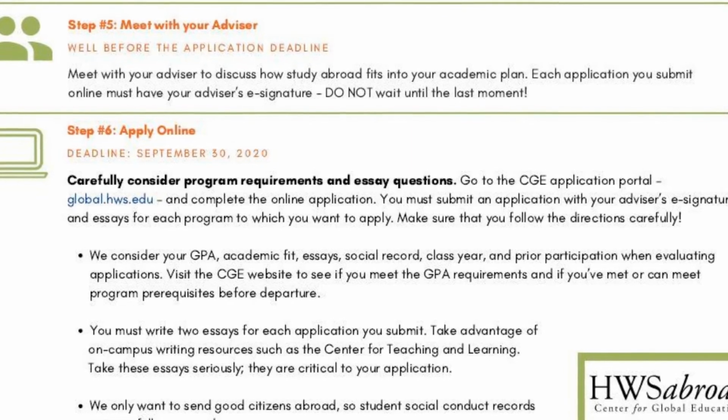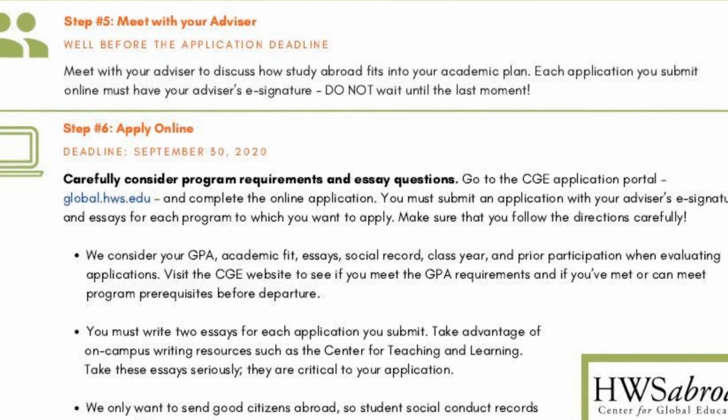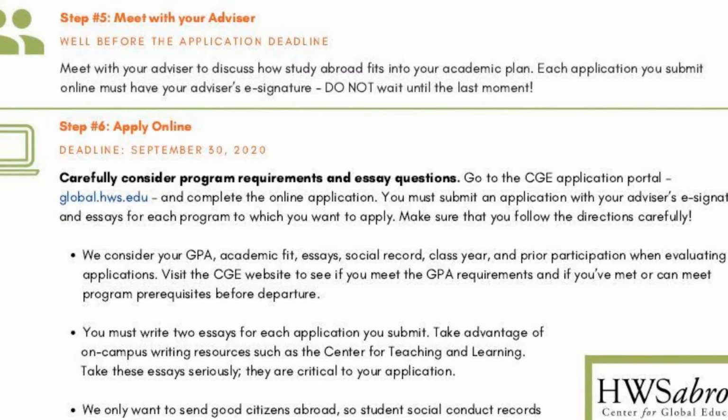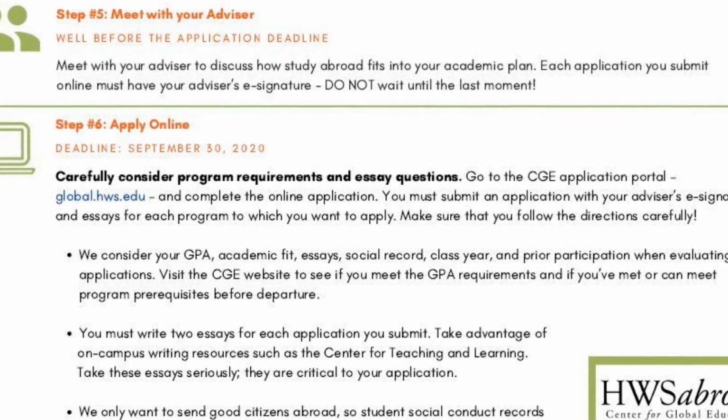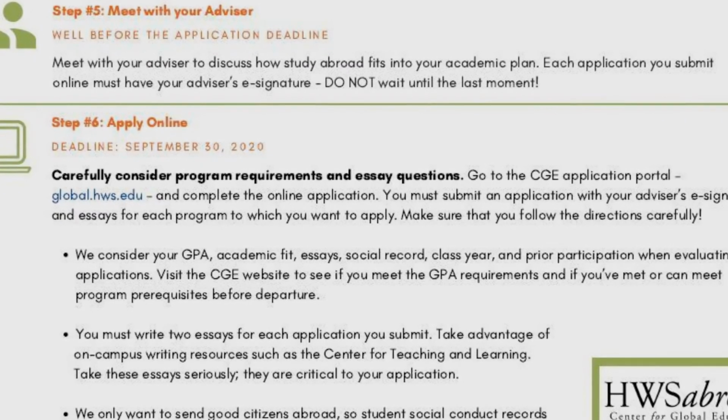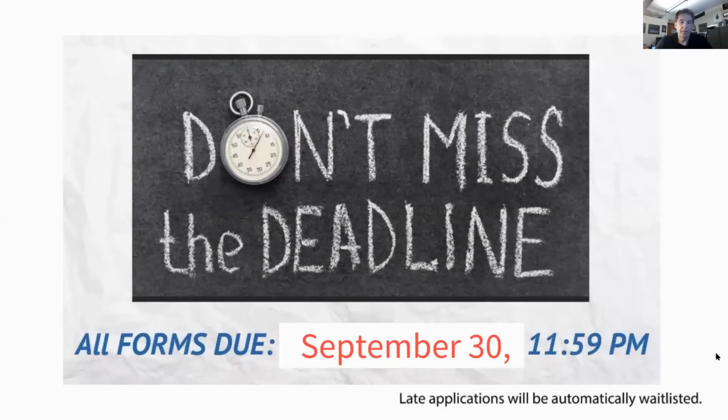All of our applications are online. You're going to submit them online, and very important, get them in before the application deadline. Our application deadline is Wednesday, September 30th at 11:59 p.m. Our online application portal will lock at that time. Anything after that is considered late and will automatically be waitlisted. So again, don't wait to meet with your advisor. Give them plenty of time.